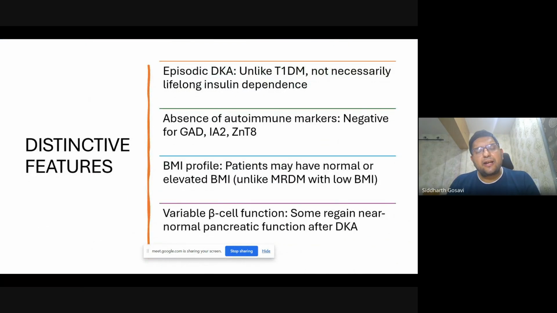So here, the distinctive clinical features are episodic diabetic ketoacidosis that may recur many times. Unlike type 1 diabetes, there is no lifelong insulin dependence. As I said, absence of autoimmune markers, negative for the GAD, IA2 and ZnT8 transporter autoantibodies. BMI profile, patients may have normal or elevated BMI, unlike MRDM, where there is low BMI. There's a variable beta cell function. Some regain near to normal pancreatic function after the DKA.